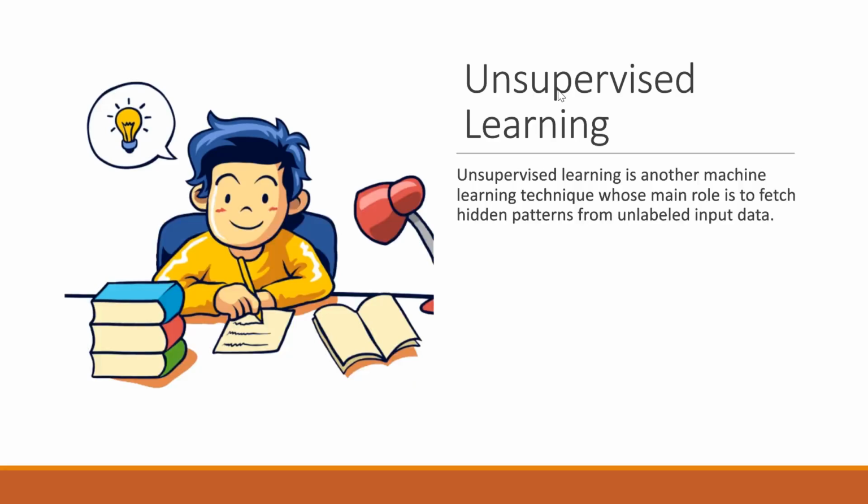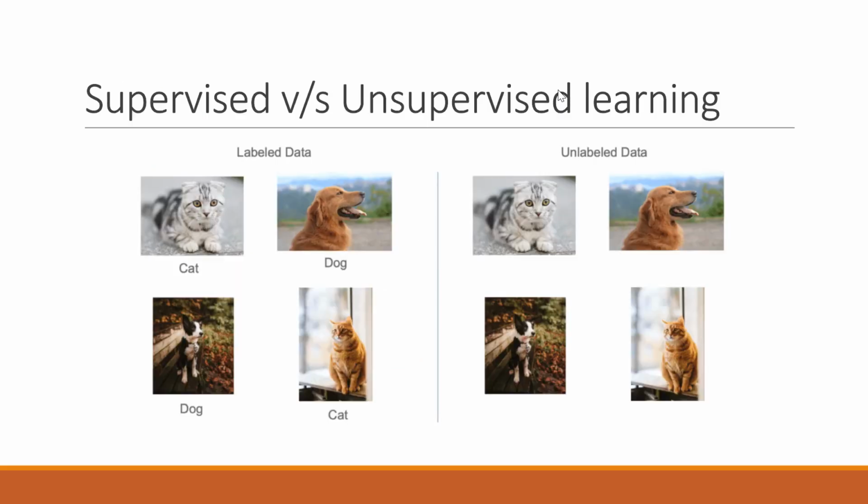But if I talk about unsupervised machine learning, it is the category of machine learning whose main role is to fetch hidden patterns from unlabeled data. So this technique tries to find the underlying structure and pattern from input data. Moreover, in unsupervised machine learning, there is no requirement for supervision. Instead, it uses data to discover patterns on its own. So let's start discussing the key differences between supervised and unsupervised learning.